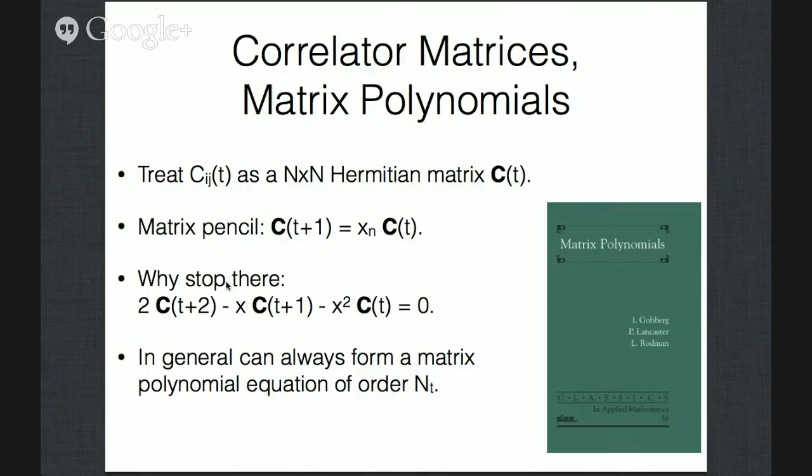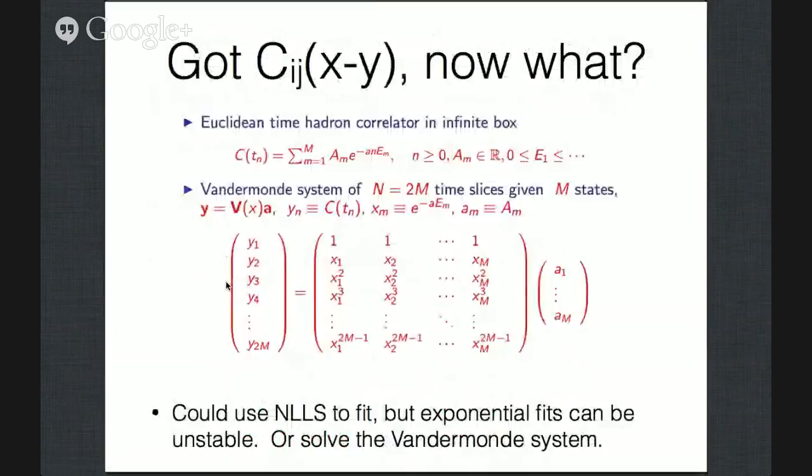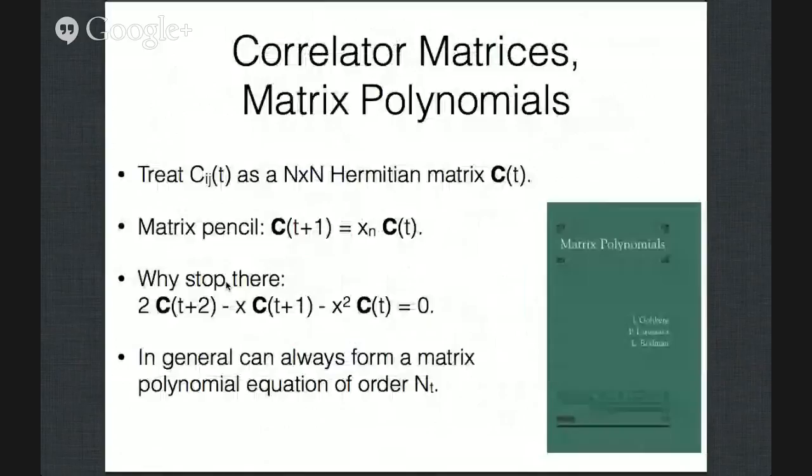And what people usually do is they say, well, if you look at the form, too much flipping back and forth. If you start with this form, and let's assume that there's only one exponential in this form, then shifting in time by one is equivalent to multiplying by one power of this exponential. So what people do is they set up a matrix pencil, or if you like, a generalized eigenvalue problem, which is: find the generalized eigenvalues xn that satisfy this matrix pencil.